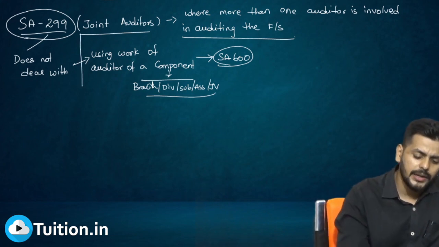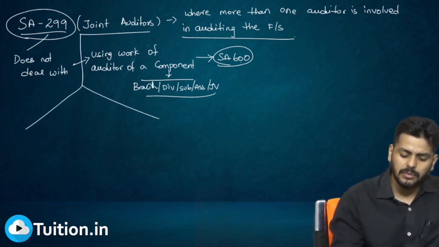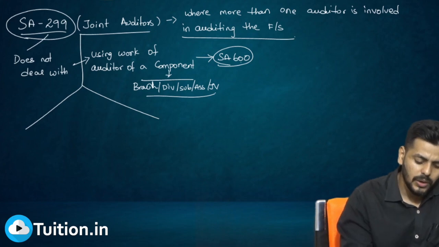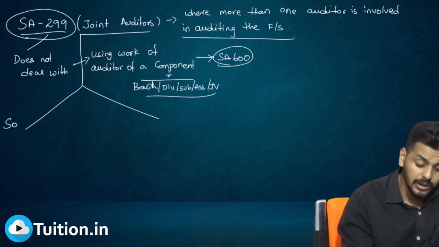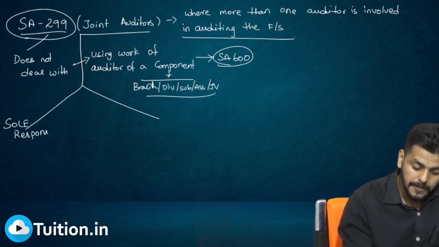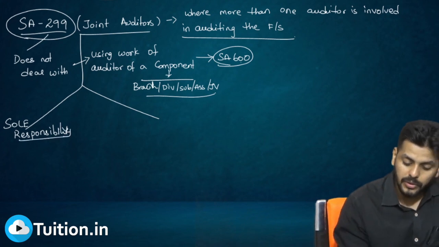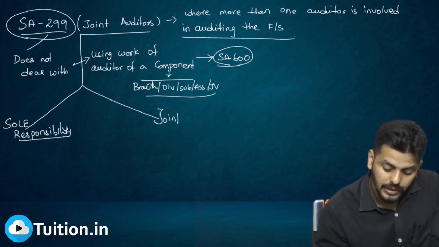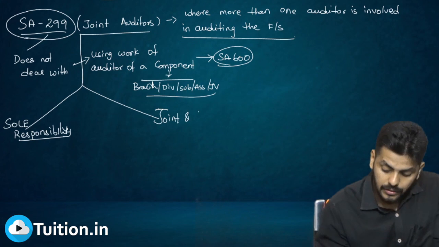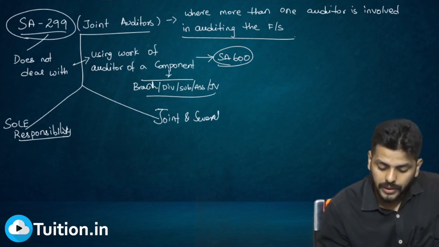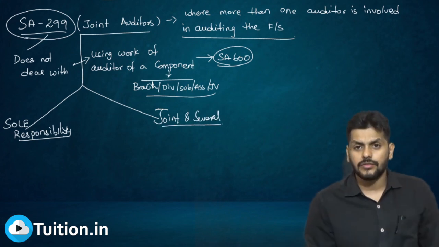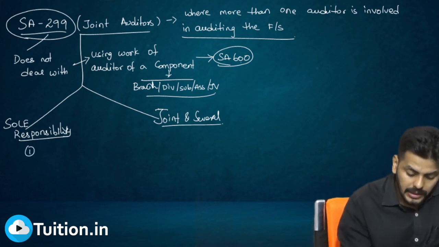So when you say joint audit, there are two things that come to somebody's mind. One is sole responsibility: where is the joint auditor solely responsible? And the other is joint and several responsibility: where is the responsibility joint and several? This is the major part of the standard. Sole responsibility is for three areas.